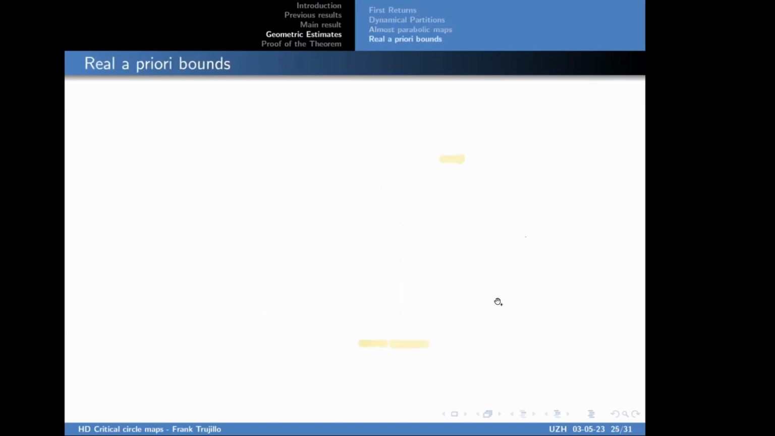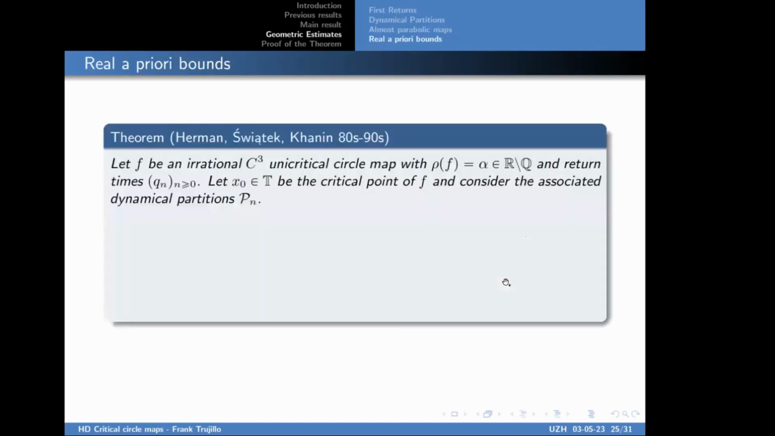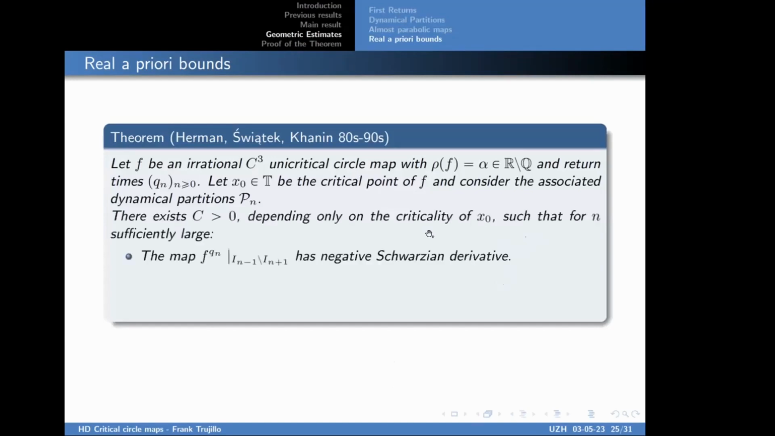Again, all of these things is not me who proved them. These are very well-known facts, which are due to Herman, Świątek, Yoccoz, which tell you that if you have a critical circle map, then what I was saying before, high iterates of this map have negative Schwarzian derivative.